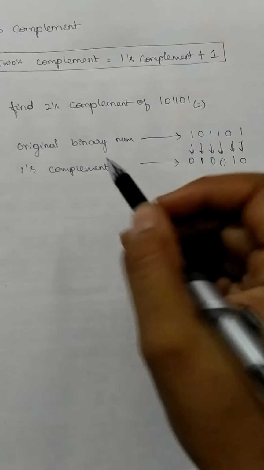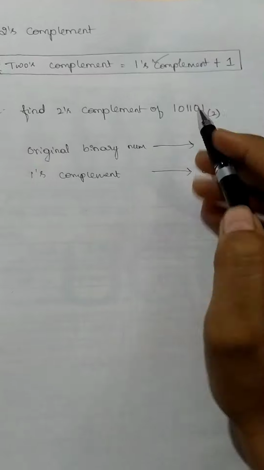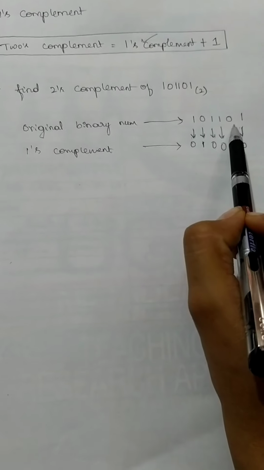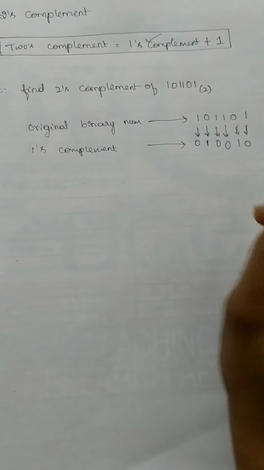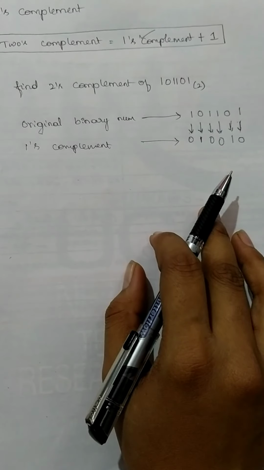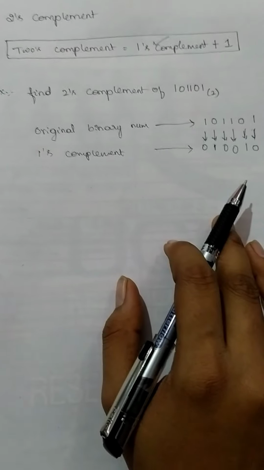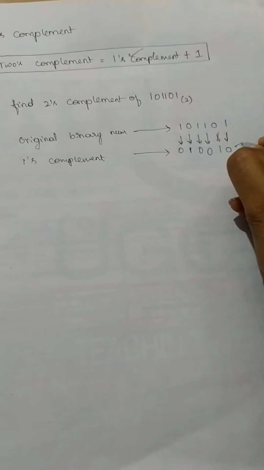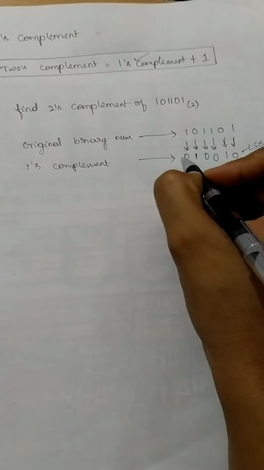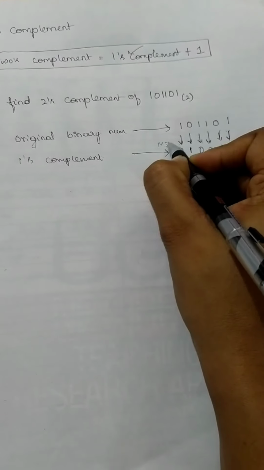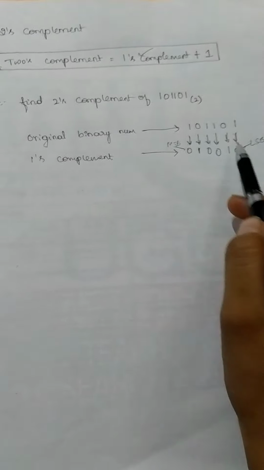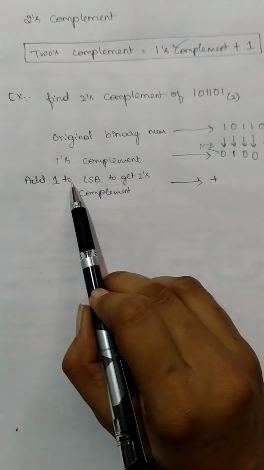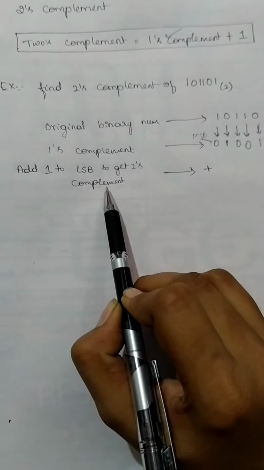Okay, so we are done with this part. So we found 1's complement of the given binary number. So in the next step, what we have to do is add 1 to the LSB. LSB is nothing but least significant bit. So this is the least significant bit, this is the most significant bit. So we need to add 1 to the LSB in order to get 2's complement.